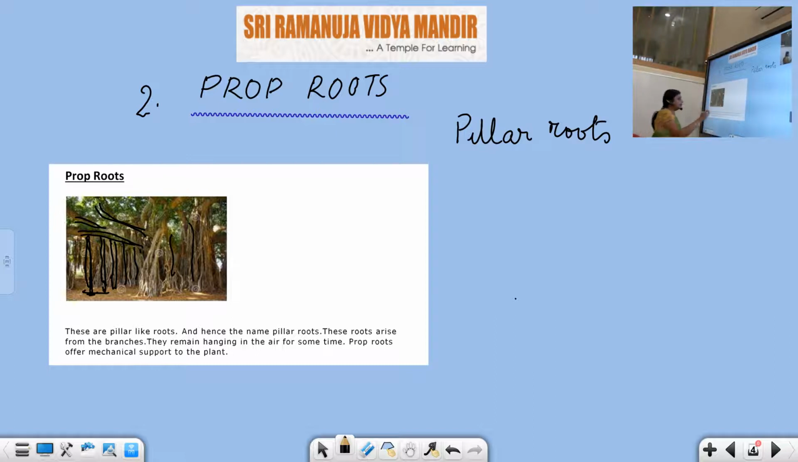They remain hanging in the air for some time before they fix. And what is the function of this? They provide mechanical support to the plant. They give additional strength to the plant, as the banyan tree is very big, and if these are not there, then it will fall. So these roots provide additional mechanical support to the plant.